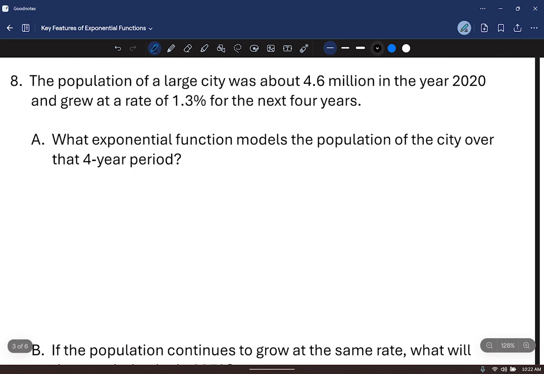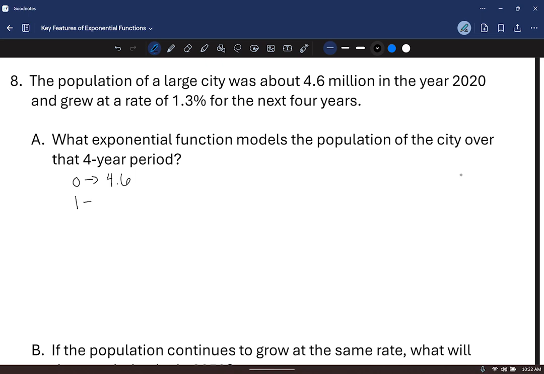All right, the population of a large city was about 4.6 million in the year 2020 and grew at a rate of 1.3% for the next 4 years. What exponential function models the population of the city over that 4-year period? So let's think about this. At 0 years from 2020, my population is 4.6.